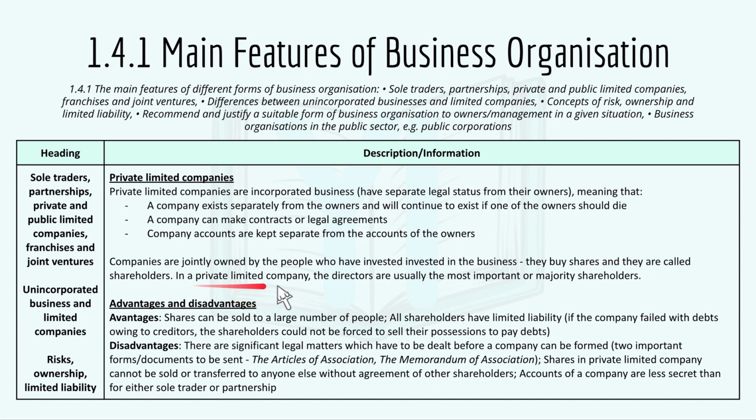In a private limited company, the directors are usually the most important or majority shareholder. Advantages include the shares can be sold to a large number of people, and all shareholders have limited liability, which means if the company failed with debts owing to the creditors, the shareholders could not be forced to sell their possessions to pay the debt. But disadvantages include there are significant legal matters which have to be dealt with before a company can be formed, and two important forms, documents to be sent, which are these. The shares in the private limited company cannot be sold or transferred to anyone else without agreement of other shareholders, and accounts of a company are less secret than for either a sole trader or partnership.